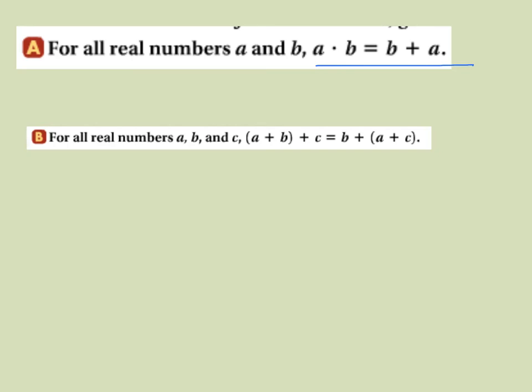So I'm just going to pick 2 numbers. Let's say a is equal to 2 and b is equal to 3. So 2 times 3 would give me 6, and it's telling me that will be equal to 3 plus 2, which is 5, which is false. So this would be a counterexample, basically finding something that would make it false.